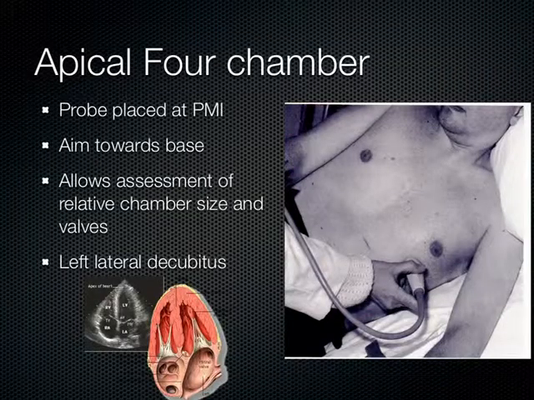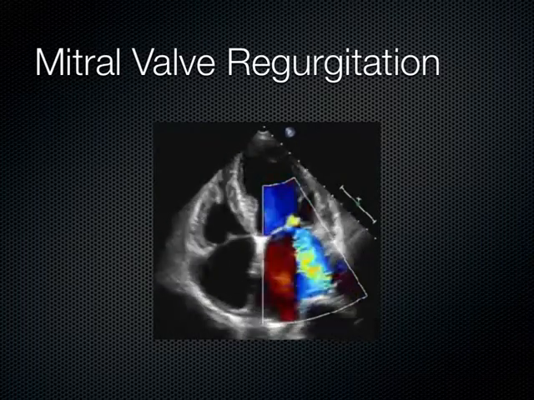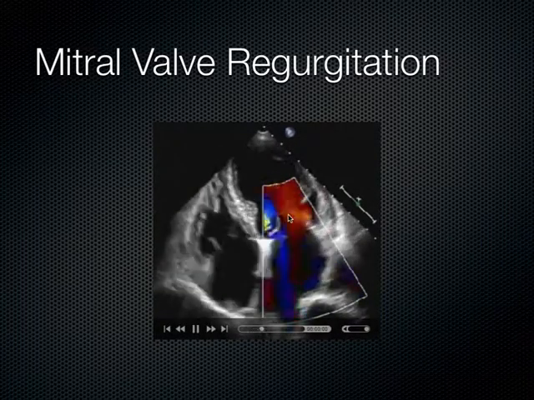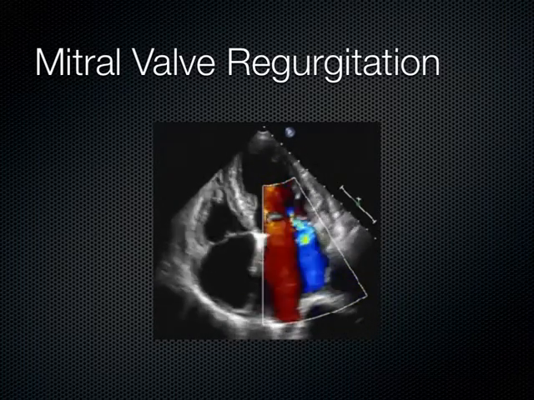Now, the apical 4 chamber is obtained by putting the indicator to the patient's right, and you're really going for the PMI, that little place on the chest where the apex of the heart comes to the chest wall, and this is made easier when you put the patient in left lateral decubitus, as you're about to see. Now, to look at the mitral valve, this is the best view, the apical 4 chamber view, where we can see BART, B-A-R-T, blue away, red towards.